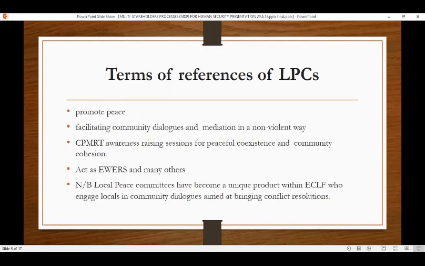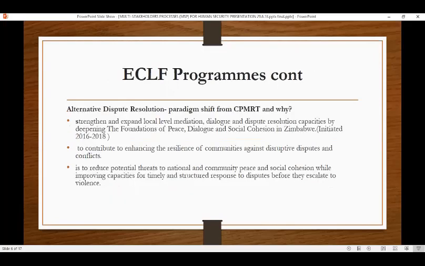John has talked about freedom from want. We are having freedom of dignity. They want that, so they will create that sense of ownership, and they want to now drive the processes within the communities. So the local peace committees have become a unique product within ECLF, who engage locals in community dialogues aimed at bringing conflict resolutions.